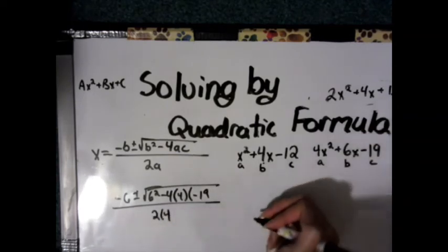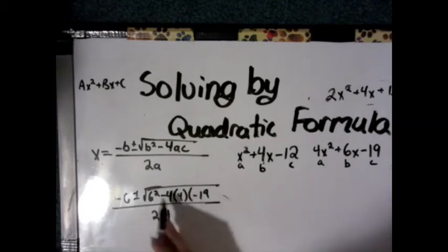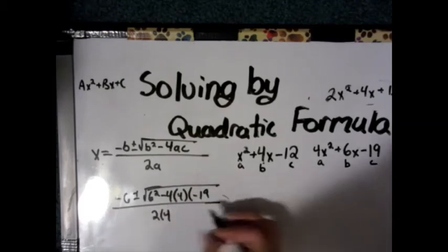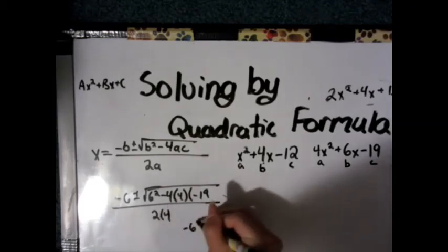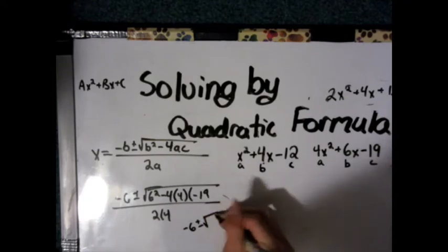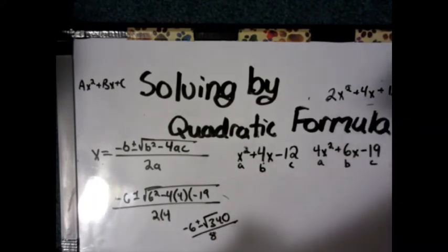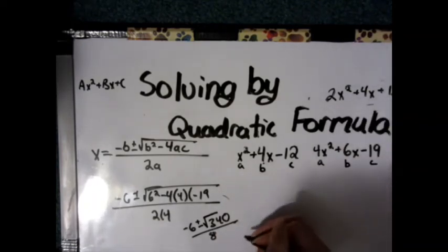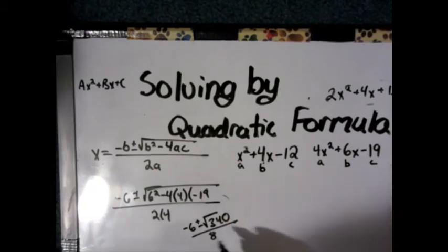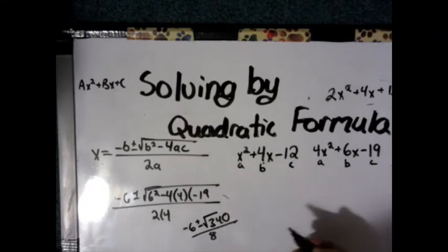And then you're going to solve this on your calculator. So -6 plus or minus the square root of 340 over 8. And from here, because we're pretty sure this is not going to be a perfect square, you're going to simplify that at this point.